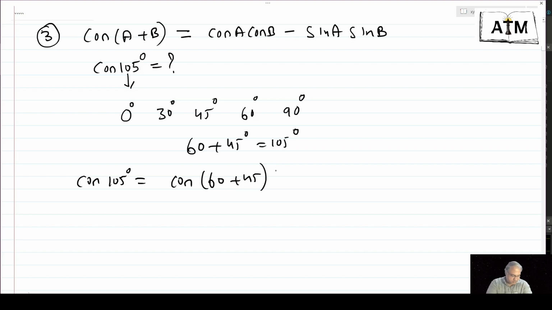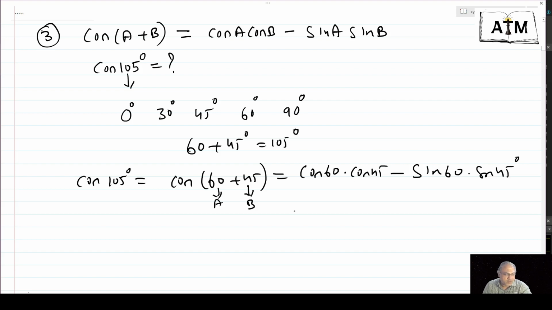Now we'll apply the formula. What is the formula? Cos of A plus B equals cos A cos B minus sin A sin B. So 60 is A and 45 is B. Cos A, that is cos 60, cos B, that is cos 45, minus sin A, that is sin 60, and sin B, that is sin 45 degrees.